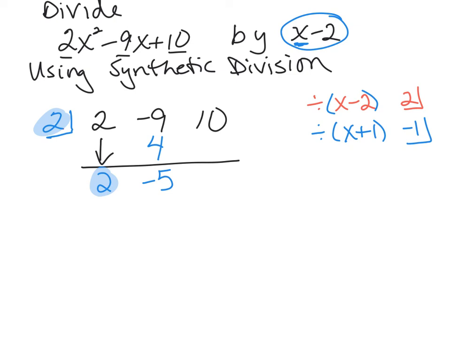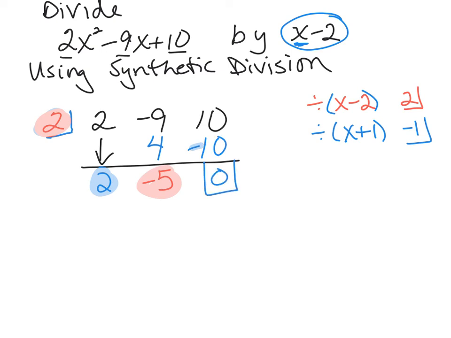Again, whatever is below the line, we're going to multiply by the number that's in the box. And that product goes above the line. So -5 times 2 is -10. And we add those together to get 0.